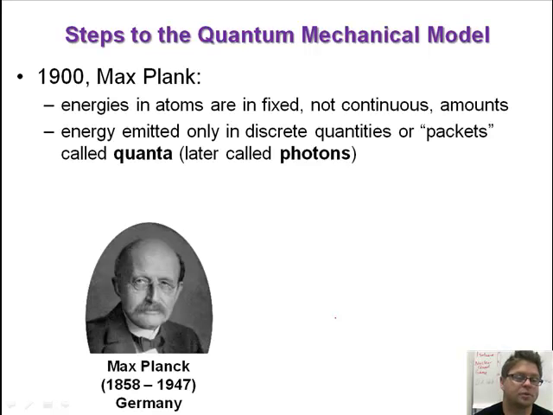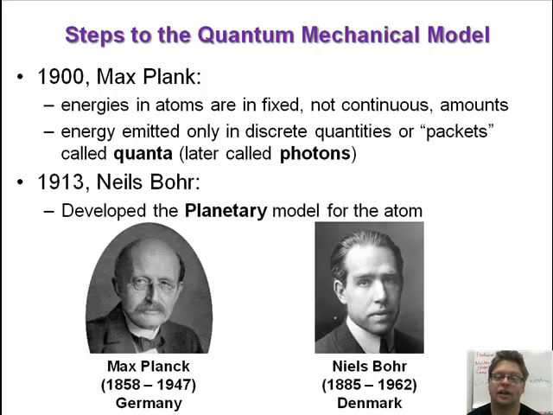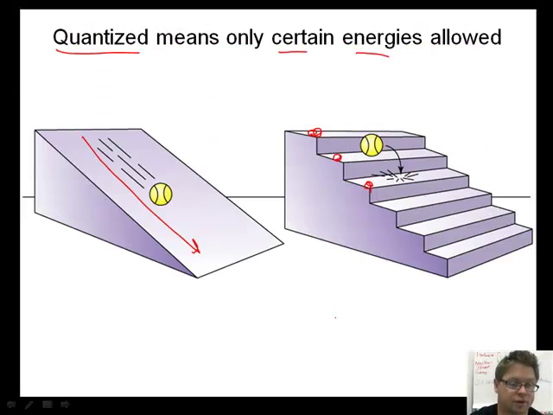So the steps, Max Planck again was involved in this. Energies in atoms are in fixed, not continuous amounts. The energy is emitted only in discrete packets called quanta, and later were called photons. And in 1913, Niels Bohr used his planetary model for the atom and used the work of Planck to look at this model of the atom that showed discrete energy levels.